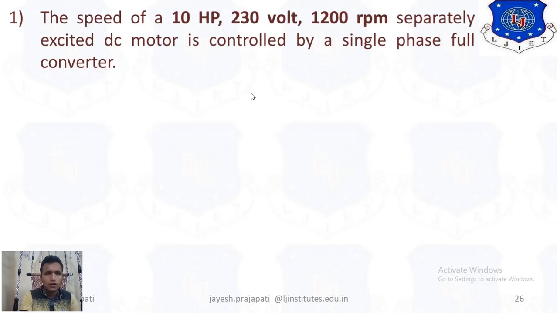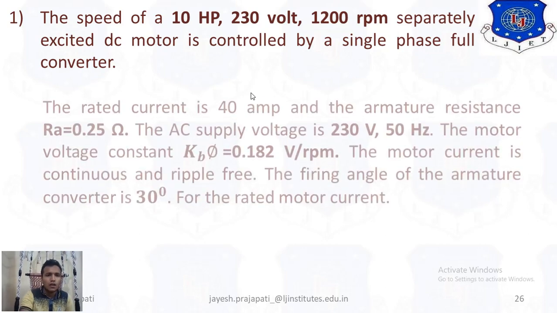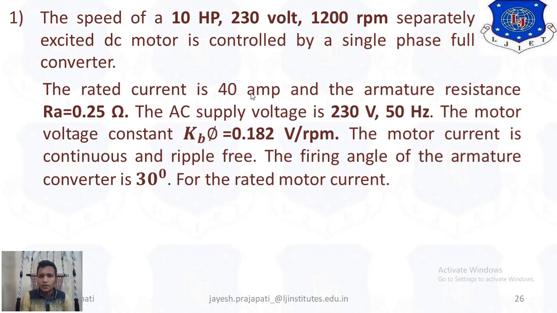Now the example: a 10 HP, 230 volt, 1200 RPM separately excited DC motor is controlled by a single phase full converter. The rated current is 40 ampere and the armature resistance RA is equal to 0.25 ohm. The AC supply voltage is 230 volt, 50 Hz. The motor voltage constant, that is kb into phi, is equal to 0.182 volt per rpm.